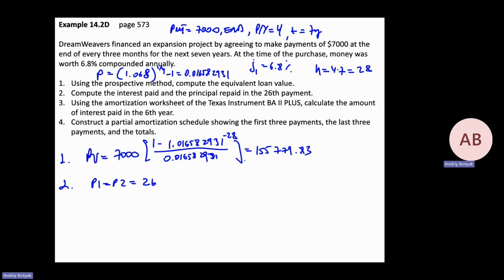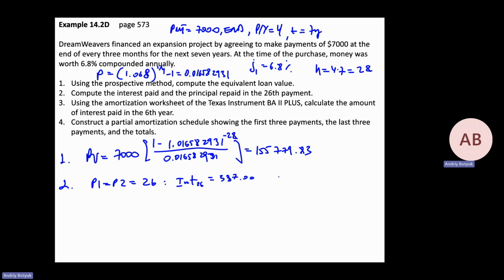Okay, so 26. I have 337. Basically, that's it. $337. Any questions, guys? Any questions?